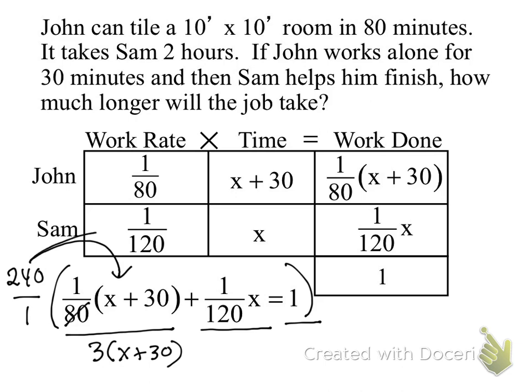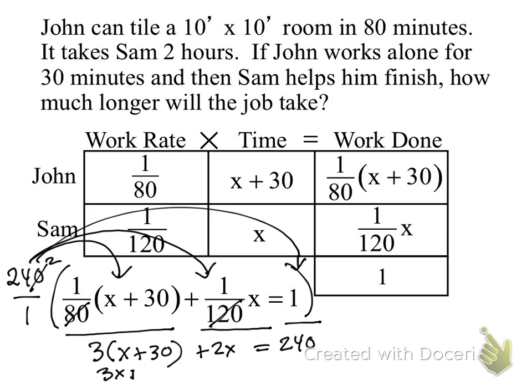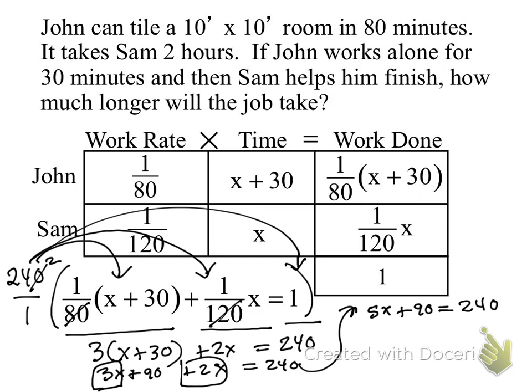Okay, and then when I distribute here, 120 goes twice. So we get plus 2x. And then I have to distribute here, equals 240. Okay? You guys with me? Which is 3x plus 90 plus 2x equals 240. Now I'm going to combine my like terms. 3x and 2x make 5x plus 90 equals 240. Subtract the 90. And then I get 5x equals 150. Divide by 5, divide by 5. X equals 30.